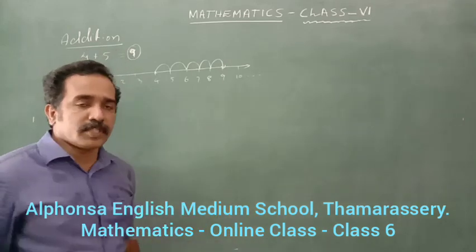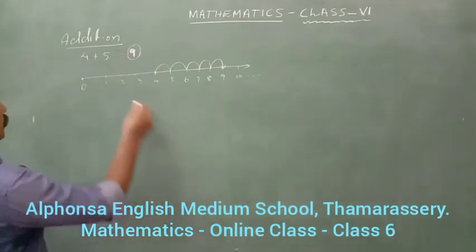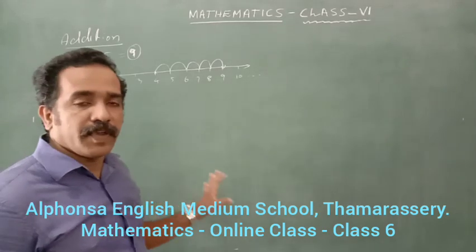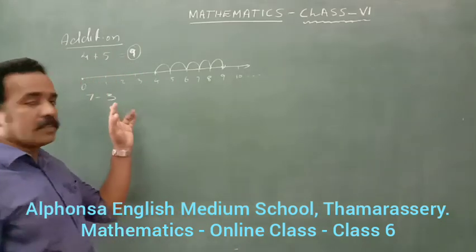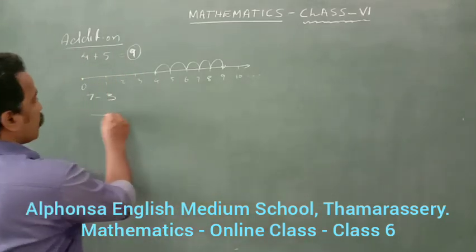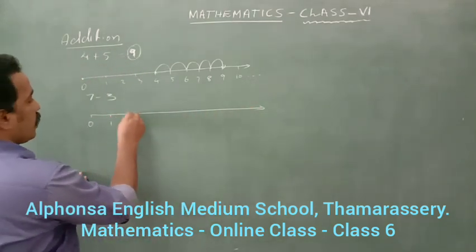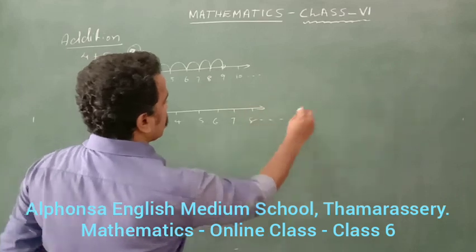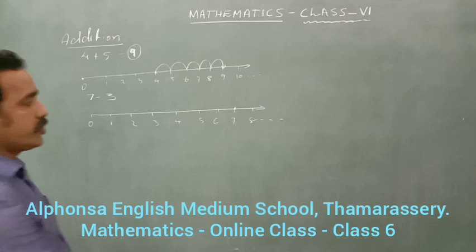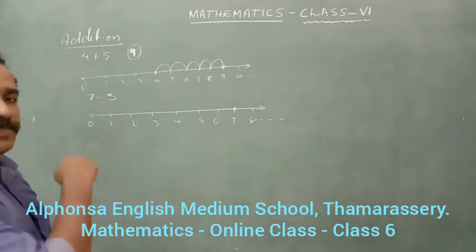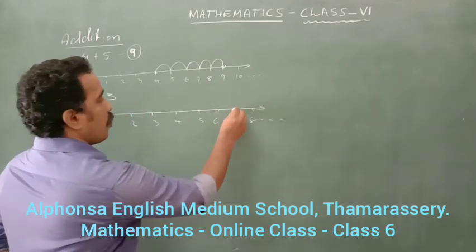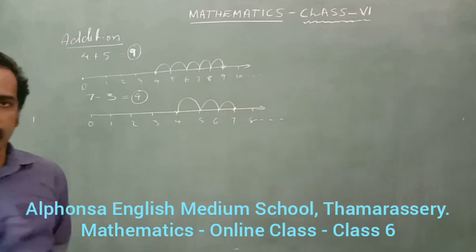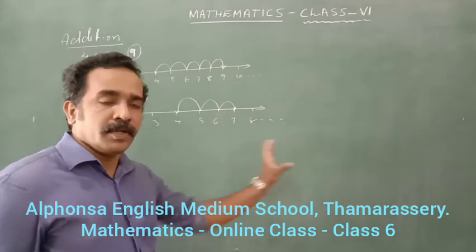Understood? In the same way, if you want to subtract a number using a number line, what do we have to do? Another example we can take: 7 minus 3. How can we subtract 3 from 7 with the help of a number line? Draw a number line: 0, 1, 2, 3, 4, 5, 6, 7, 8, and so on. To subtract, first start from 7. To subtract, move towards the left on the number line. How many places? 3 places. 1, 2, 3. We will get 4. So 7 minus 3 is equal to 4. This is the way we subtract a number using a number line.